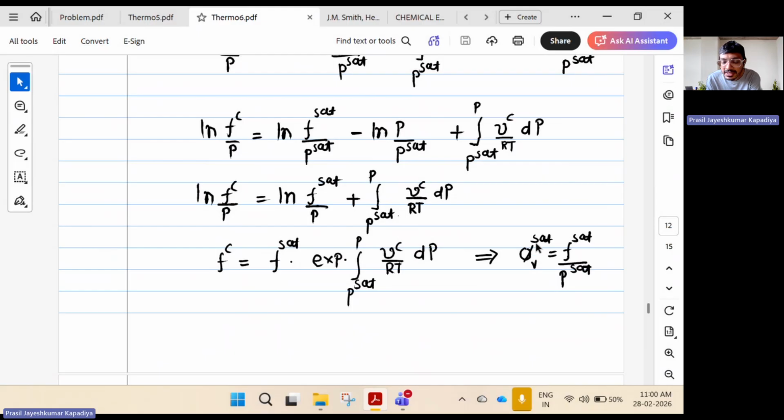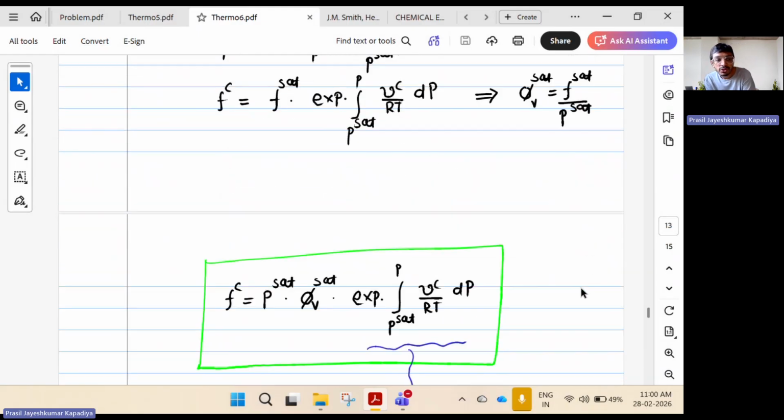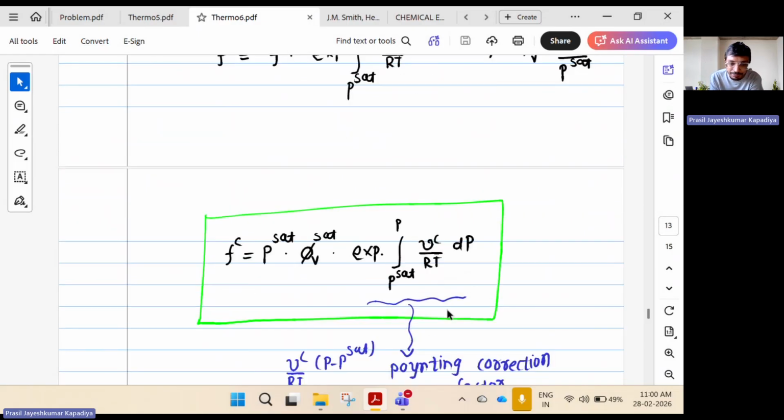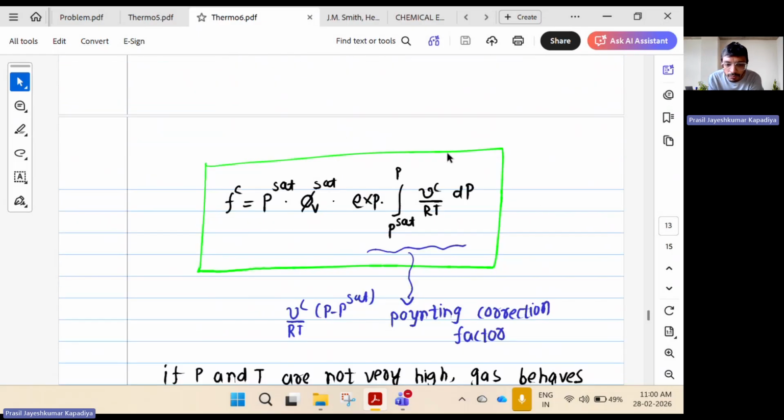And phi set is nothing but, what will be phi? Phi is f by P. So what will be my phi set? Phi set will be equal to f_set divided by P_set. Okay, so I can write down f_c is equal to P_set into phi of vapor set into exponent of P_set to P V_c by RT into dP. Correct.